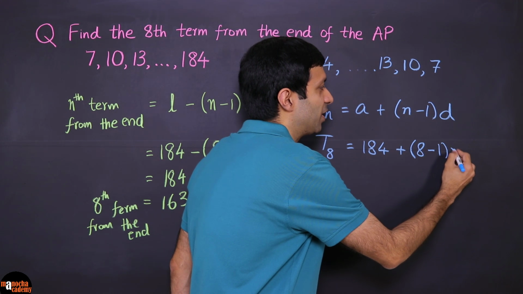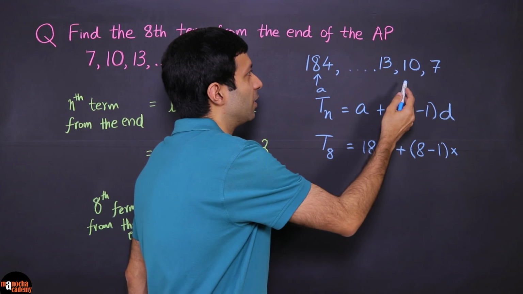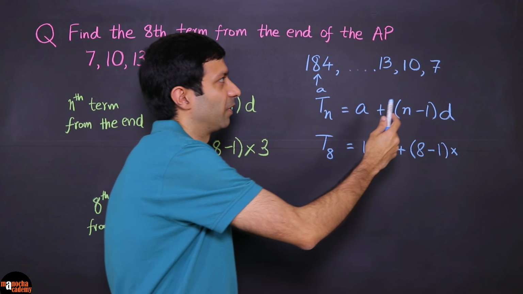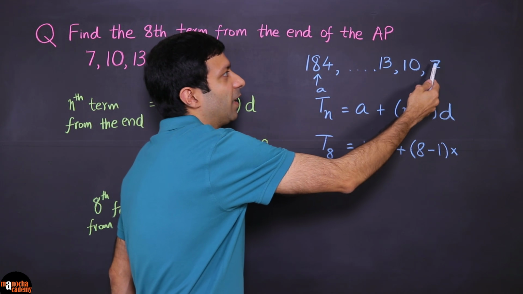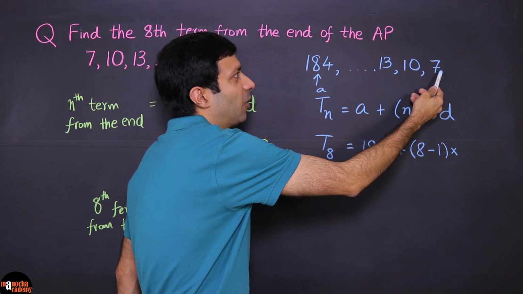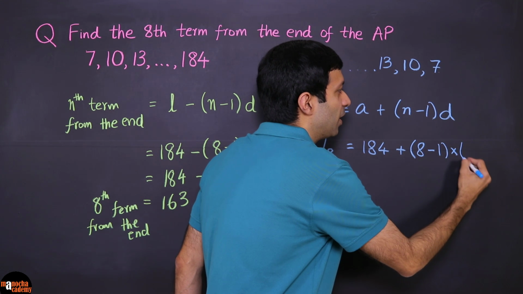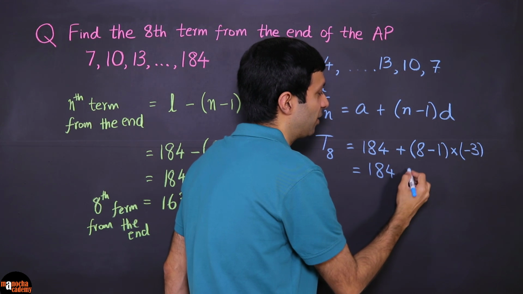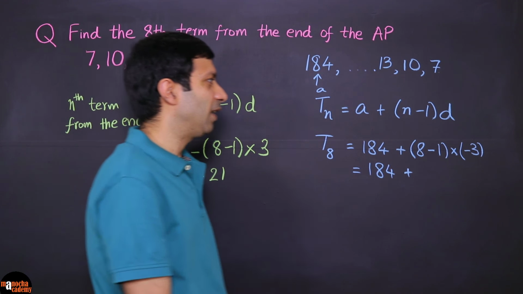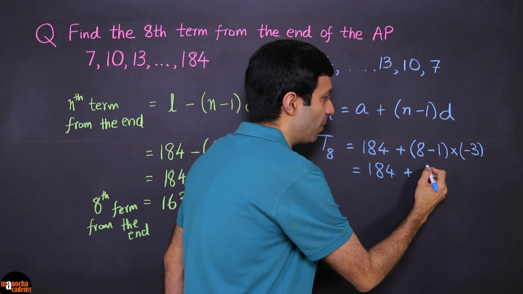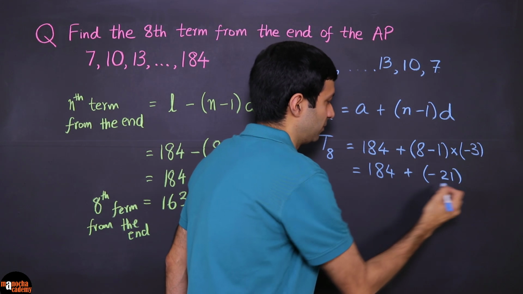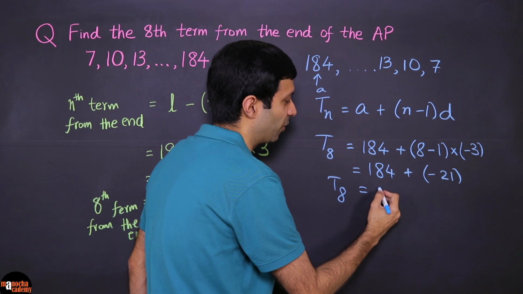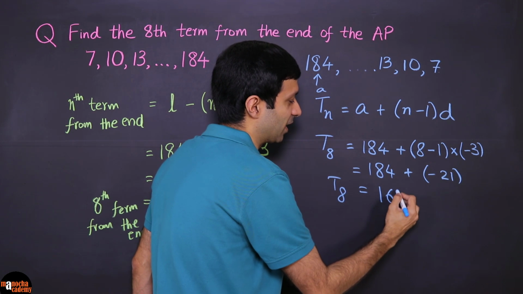And what is the common difference here? We need to subtract the terms, right? So it's going to be 7 minus 10, not 10 minus 7. You always take this term minus the previous term. So the common difference is going to be minus 3 here. And if you solve that, can you see that? Are you getting the same thing? So 184 plus, and this is going to be a minus 21. So it's basically 184 minus 21, and the 8th term from the beginning of this series is 163.